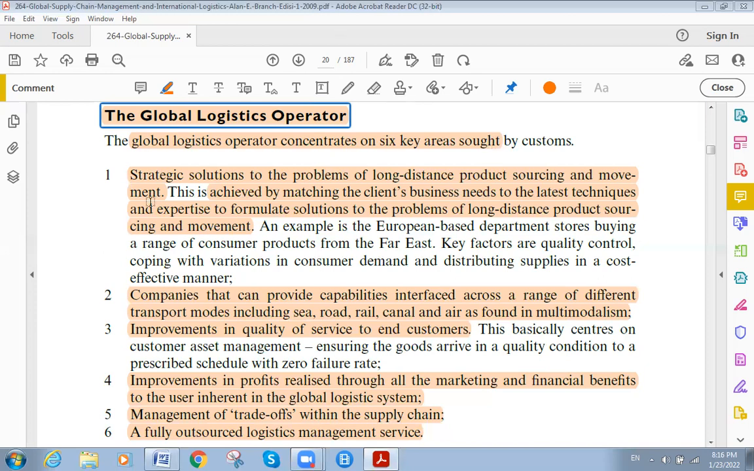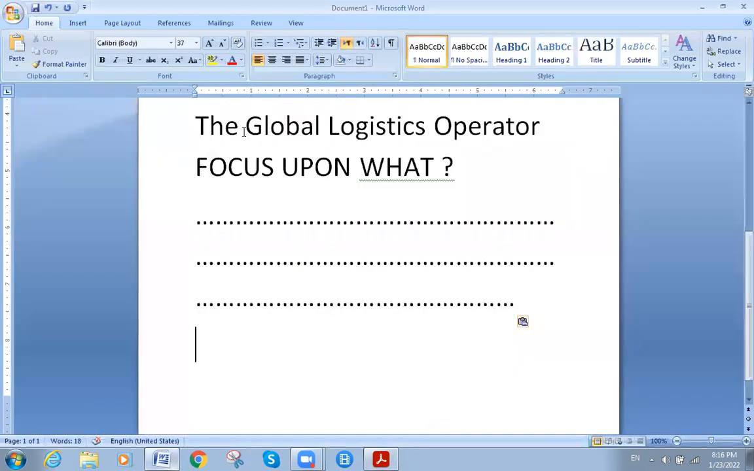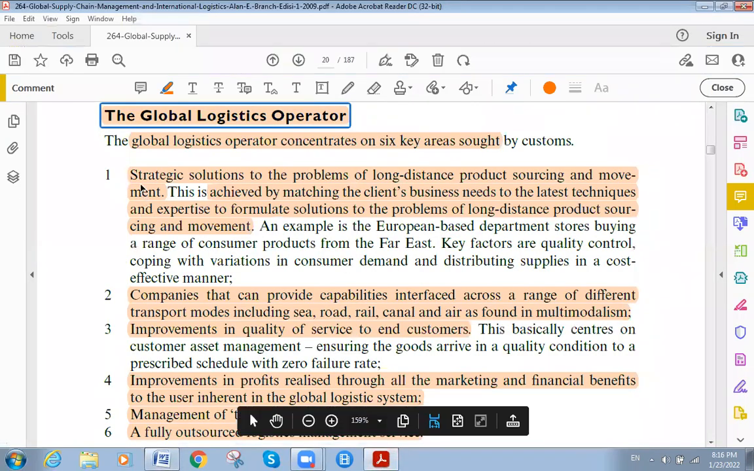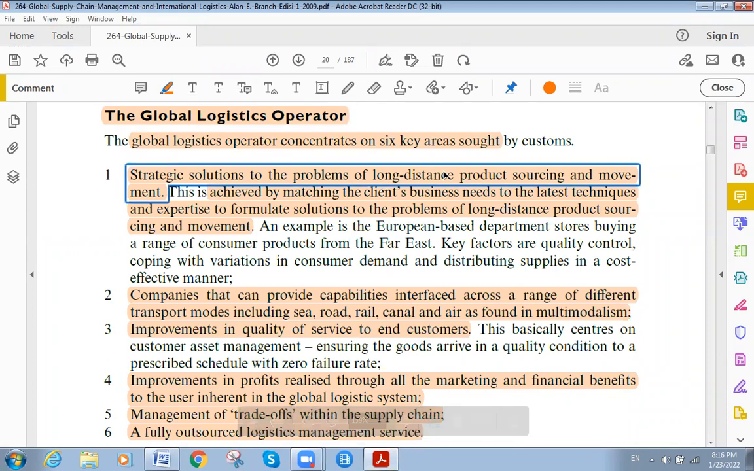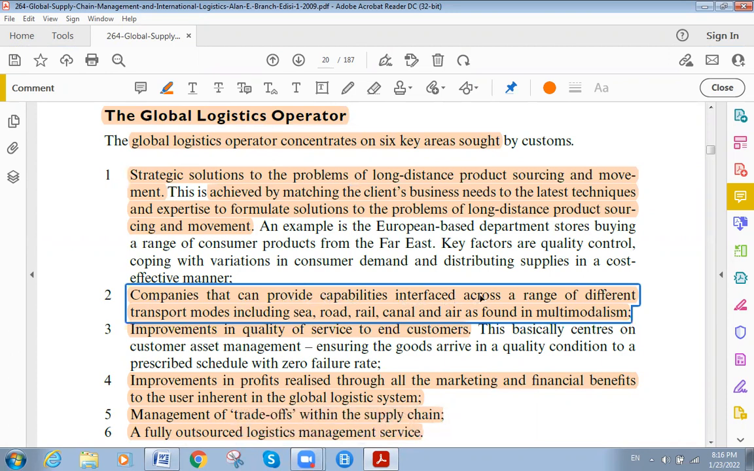So we'll move now to the third question today. The question was: the global logistic operators focus upon what? What is the focus? We said the focus is on strategic solutions for the problems of long distance. Don't forget this. They also focus on companies that can provide capabilities interfaced across a range of different transport modes, including sea, road, rail. So they care about these companies and how they work.